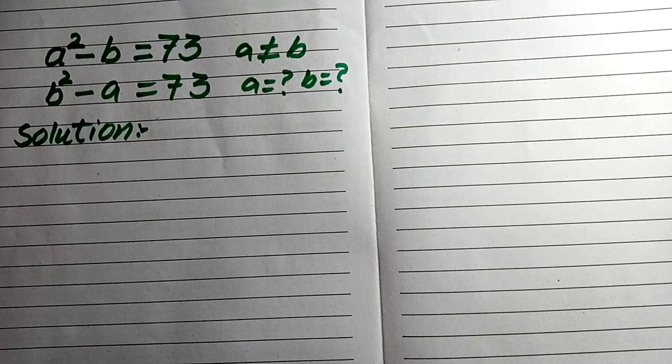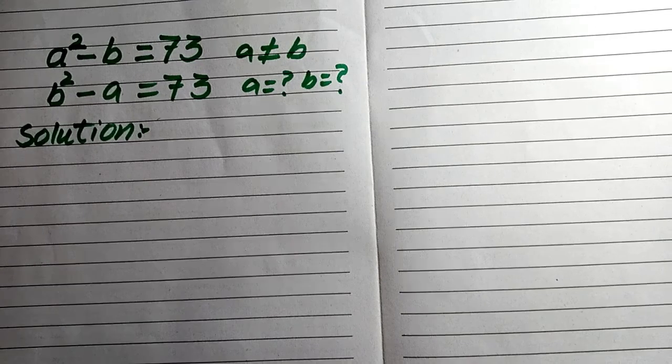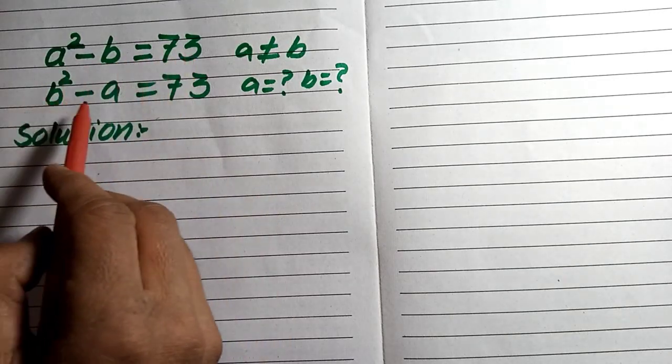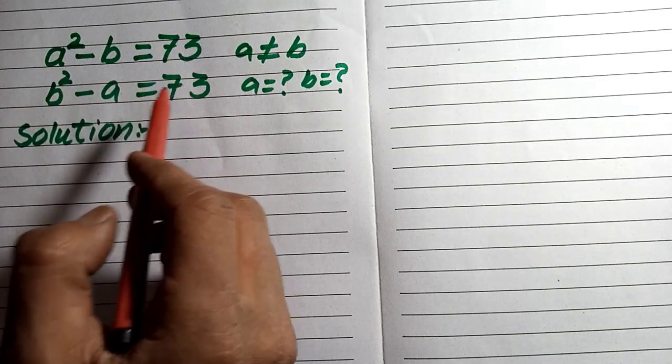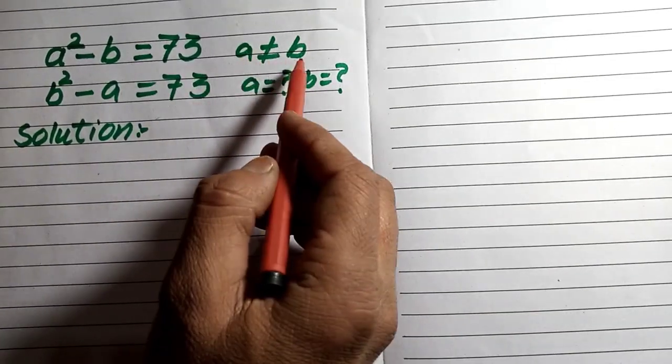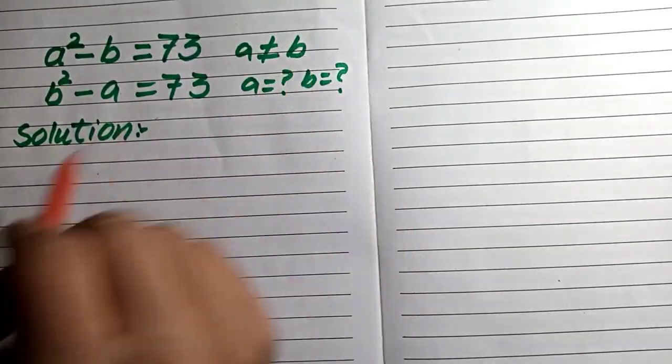In this math Olympiad problem, the question is given that a square minus b is equal to 73 and b square minus a is equal to 73, and we are finding the value of a and b. There is a condition given that a does not equal b.